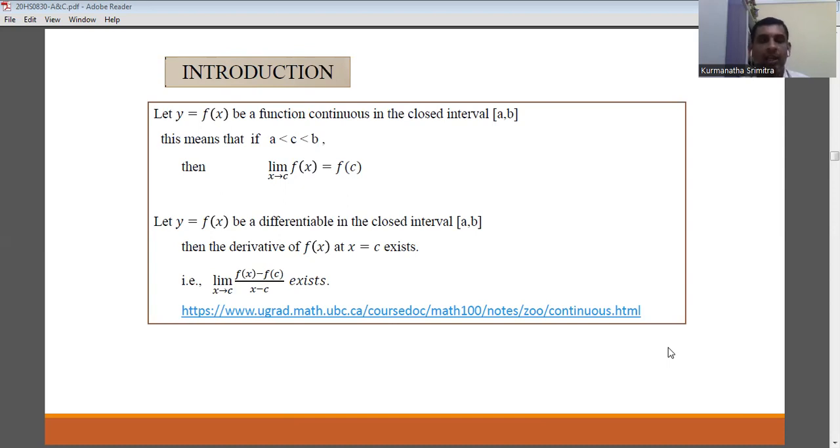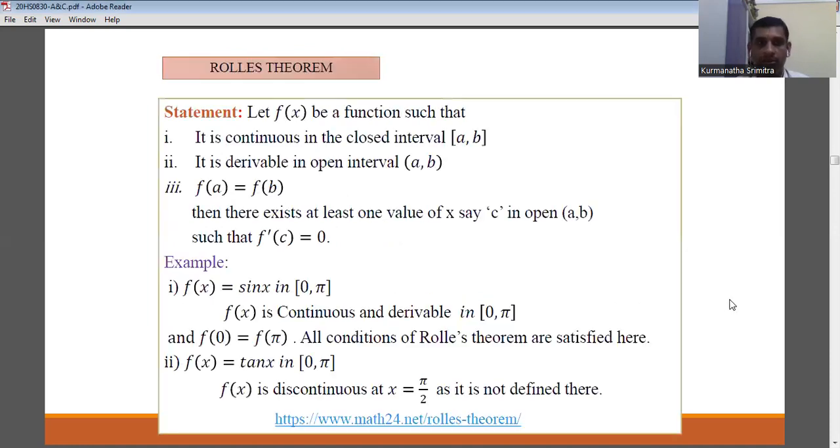This means that the limit of (f(x) minus f(c)) by (x minus c) exists when x approaches c. That is, the limit as x tends to c of (f(x) minus f(c)) by (x minus c) exists. By using these two definitions, we can define the mean value theorems like Rolle's theorem and Lagrange's mean value theorem. The first one is Rolle's theorem.